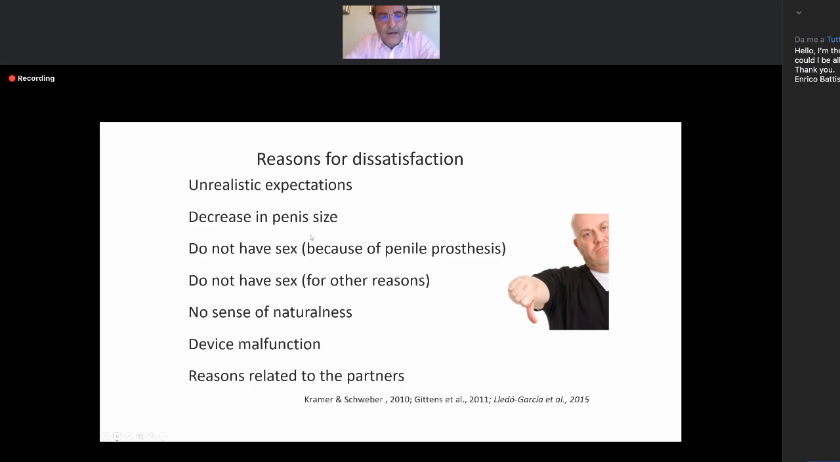Another reason is not having sex, not because of the penile prosthesis but for other reasons; no sense of naturalness; device malfunction. We have an experience of 1 or 2% of mechanical failure at the moment, with both devices, Coloplast and BSC; and reasons related to the partners. Next.